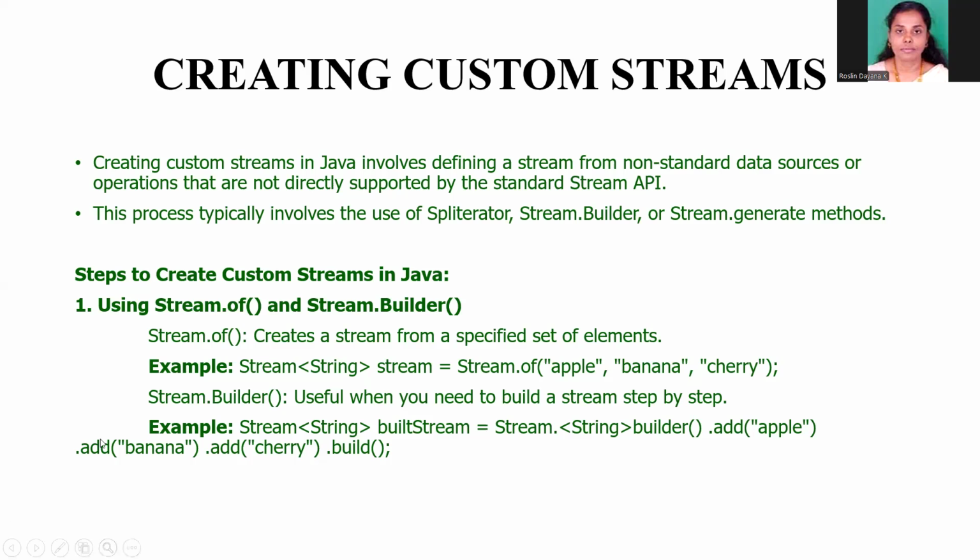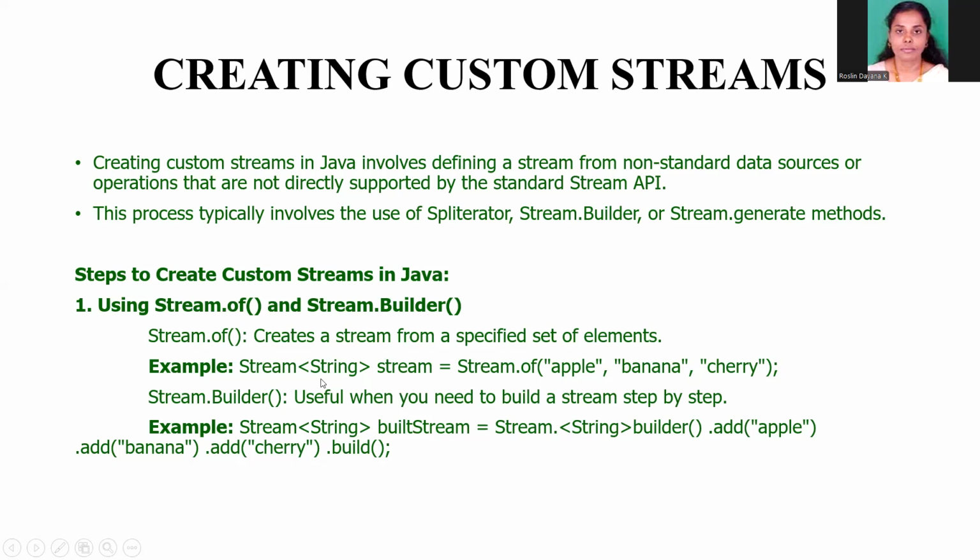So what are the steps to create custom streams in Java? First, you can use the Stream.of method, and you can use Stream.builder. So what is the difference between these two? Stream.of creates a stream from a specified set of elements. We give a collection of elements, and from that the stream will be created, all together, using Stream.of.